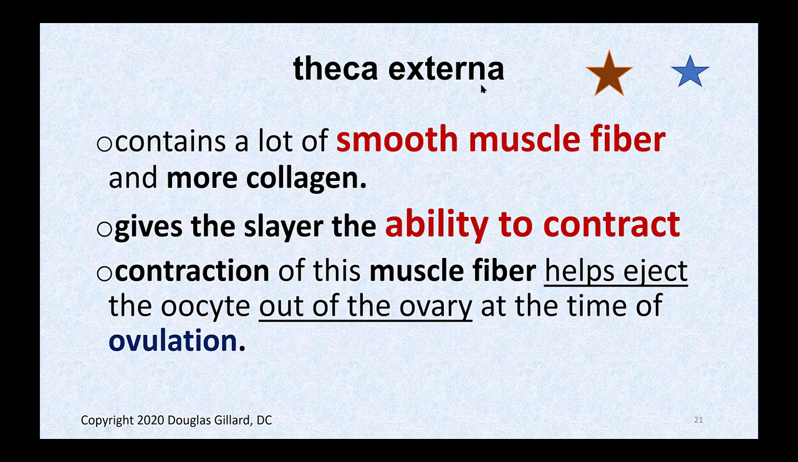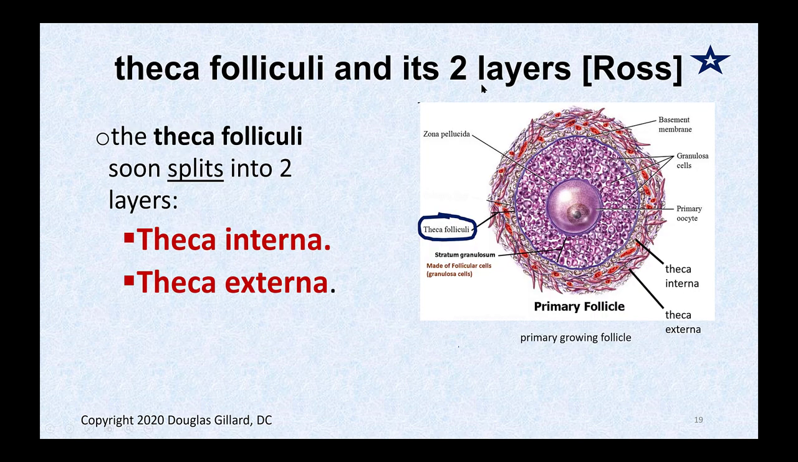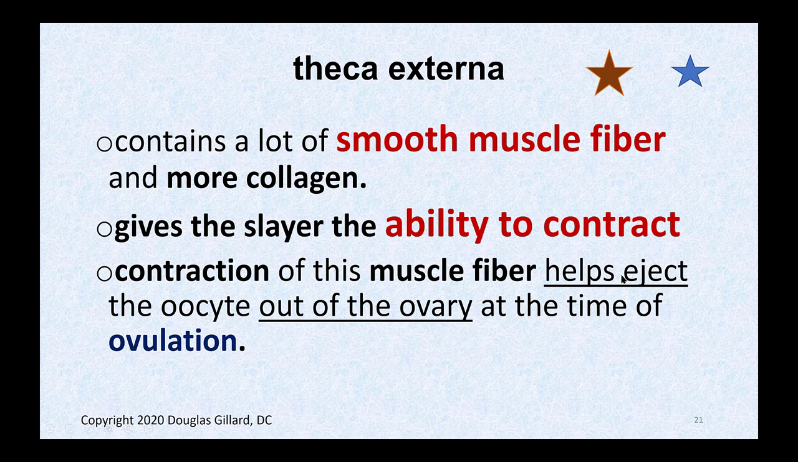So the theca externa, that external layer, let's go look at that one. So this is this layer right here. You can see the smooth muscle in there. Okay, that was the interna. Externa is out here. So lots of smooth muscle fiber in there. And smooth muscle, of course, has the ability to contract.